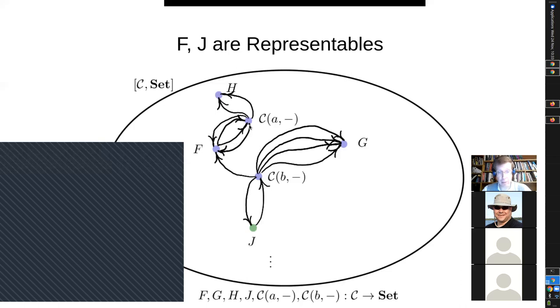So F is a representable here. J is a representable here, I'm showing, because there's a natural isomorphism between those and these representable objects. So these are called representable functors, and they're beautiful, well-behaved, wonderful functors. They are called representable functors because they're just relabelings of these canonical ones, where we can just specify a single object, boom, and we specify the entire functor.